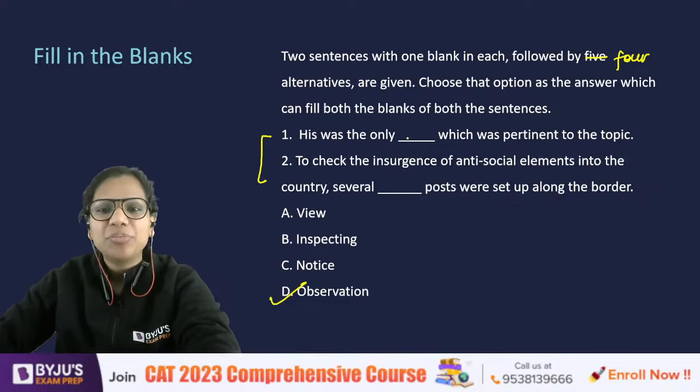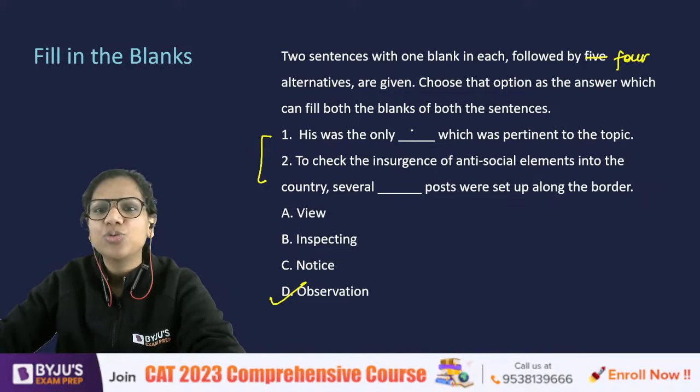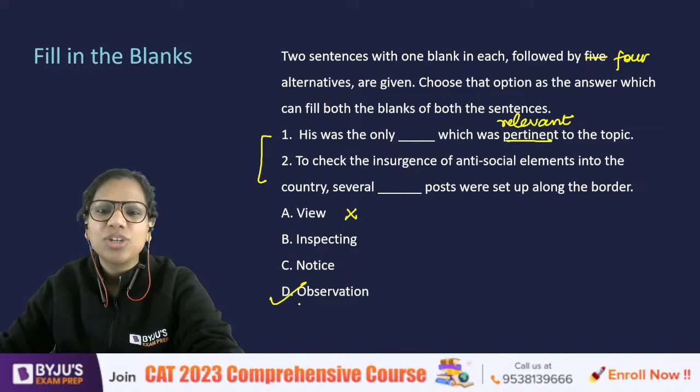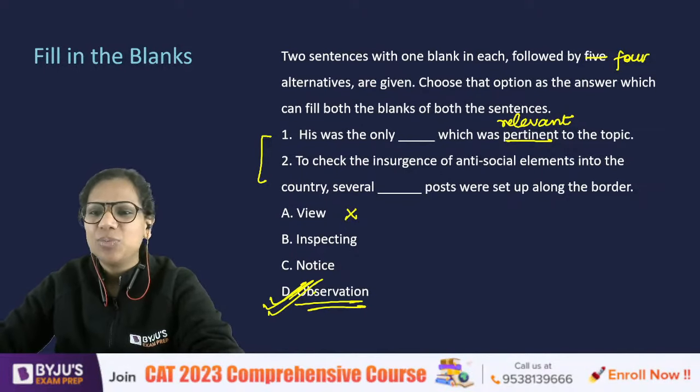So we are very tempted to put A here, that his was the only viewpoint, his was the only view which was pertinent, which was relevant to the topic, right? We are very tempted to do that. However, it does not fit in the second one because there cannot be view posts, there can only be observation posts, right? So D is the one that fits in both.